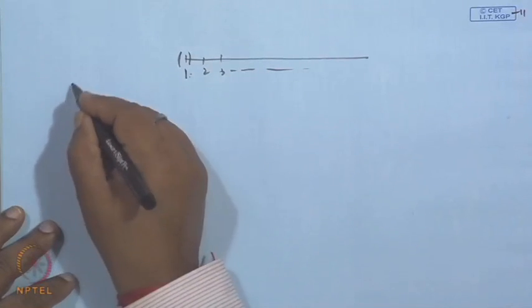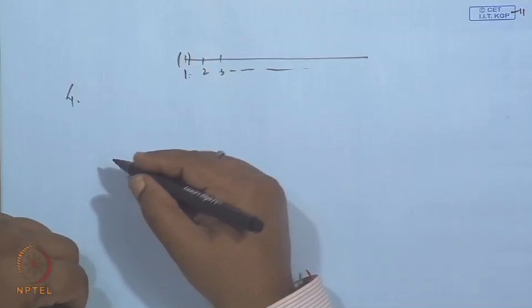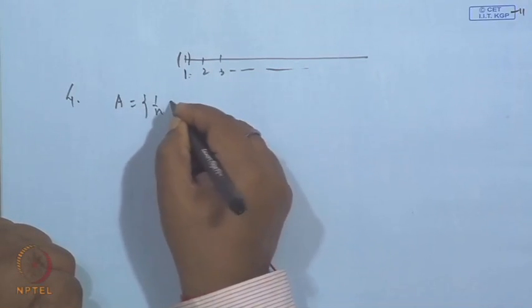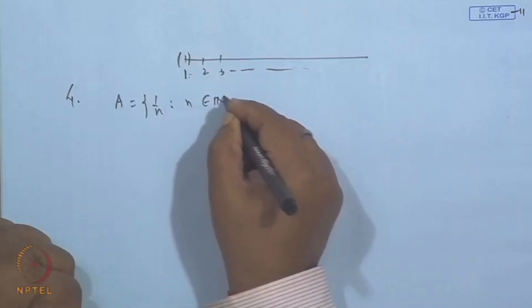Then the fourth example: the set A_n, if I take the set 1 by n, where n is a natural number.